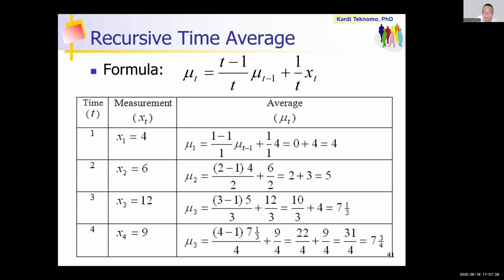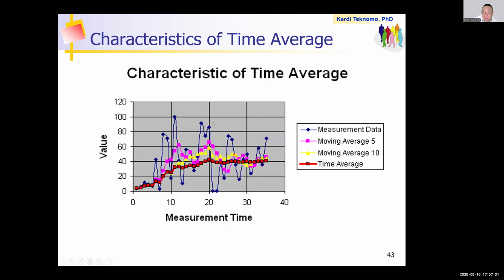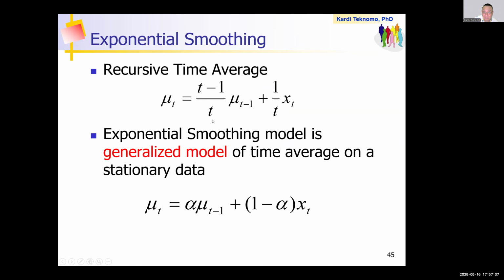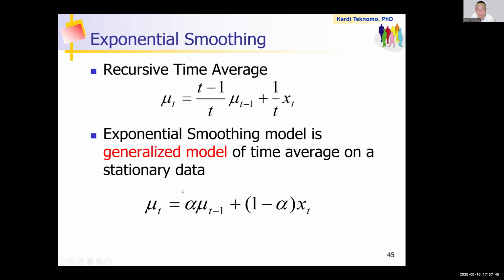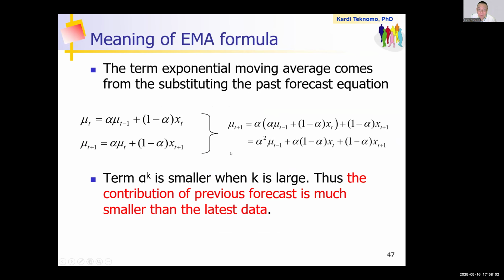I think we discussed time average last time, right? Based on that, we can get what is called exponential smoothing. This is the formula of exponential smoothing, where alpha is the learning factor or the smoothing factor. From here, we get what is called EMA, exponential moving average. So this is the actual formula of EMA.